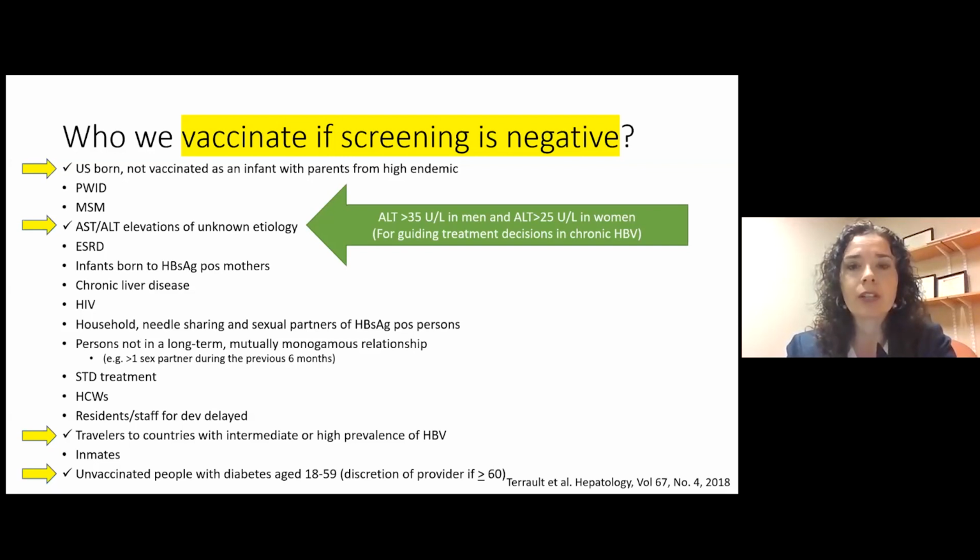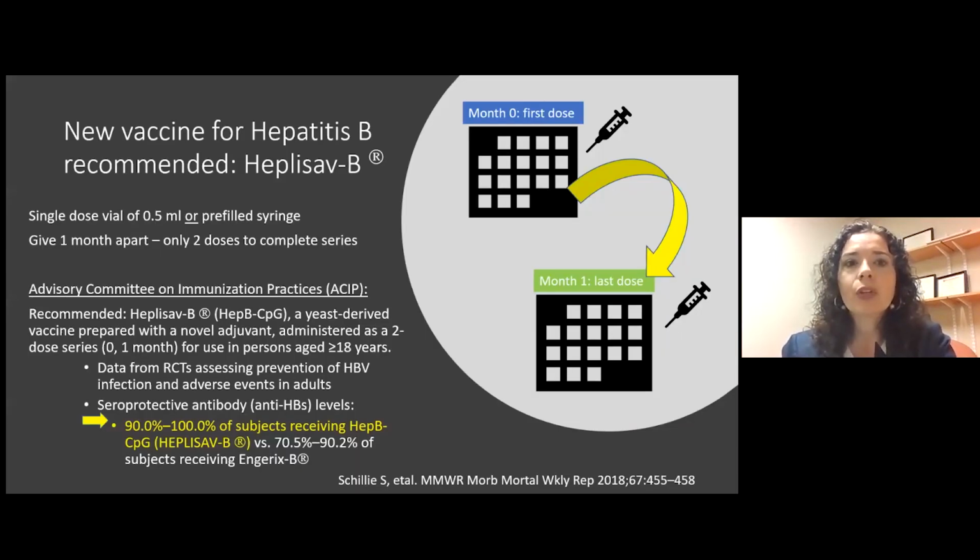There's a new vaccine for hepatitis B that was released in 2018 called Heplisav, and it's very convenient and effective. It's a single dose vial of 0.5 mLs, or it comes in a pre-filled syringe. It's given 1 month apart. So month 0, you give one shot, and then a month later, you give the second. And so there's only 2 shots needed to complete the series, which is highly convenient for patients. The details of the vaccine are listed there.